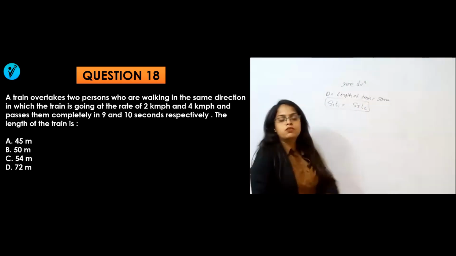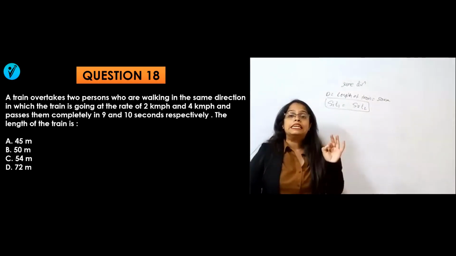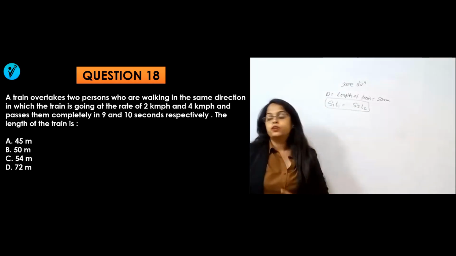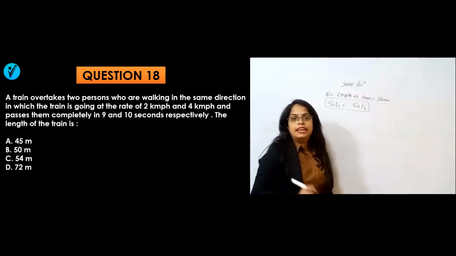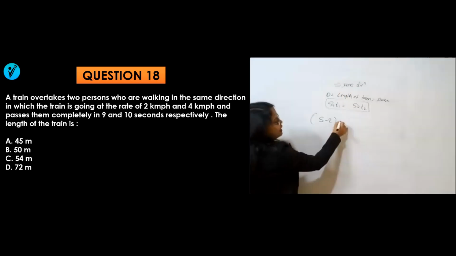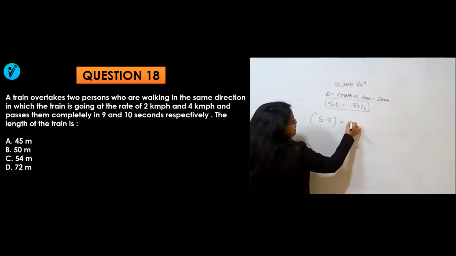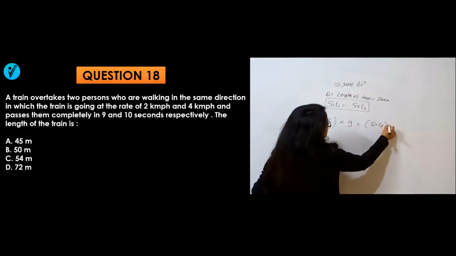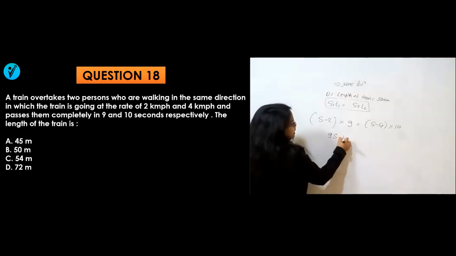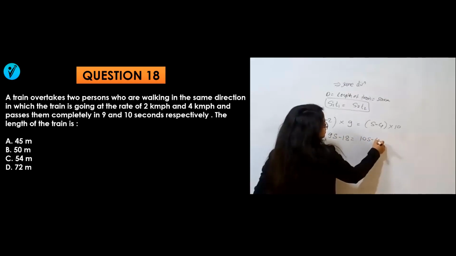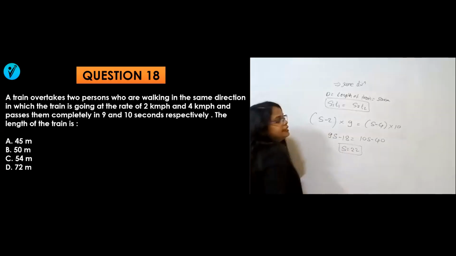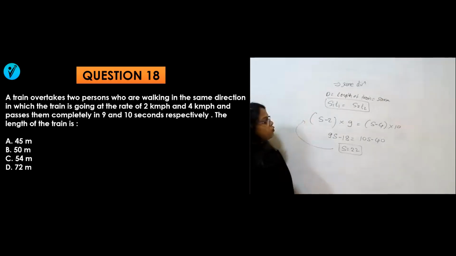So for the first person, what will be the speed? Speed will be the relative speed. Let's say the speed of the train is S and the speed of the person is 2. It will get subtracted. Why subtracted? Because they are in the same direction. S minus 2, times 9 seconds, is equal to S minus 4, times 10 seconds. If you solve it, what will you get? 9S minus 18 is equal to 10S minus 40. 10 minus 9, 1S is equal to 22. So speed we get is 22. So if you substitute here, what will be the distance?